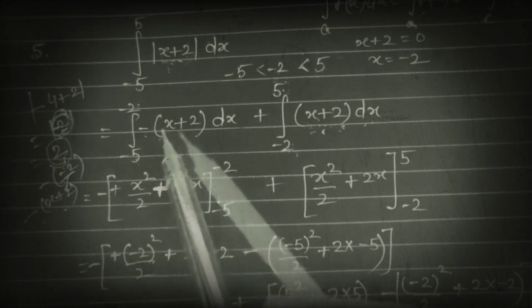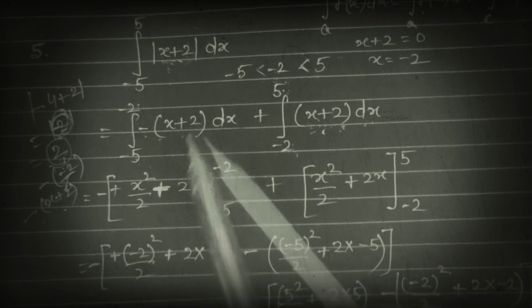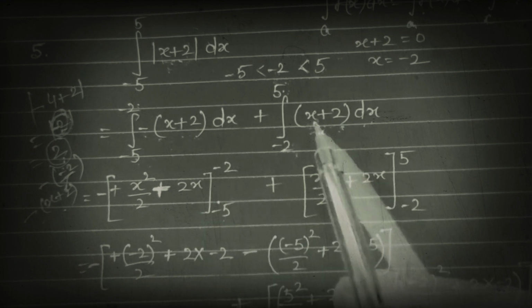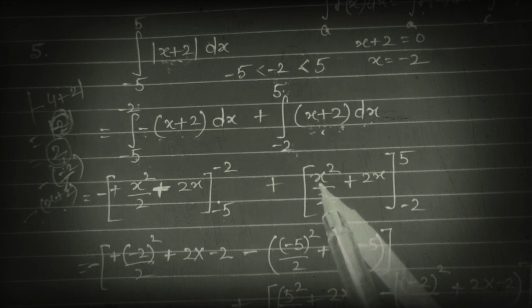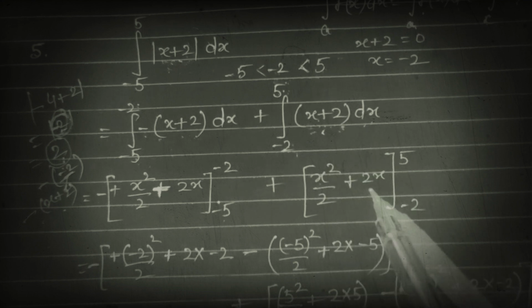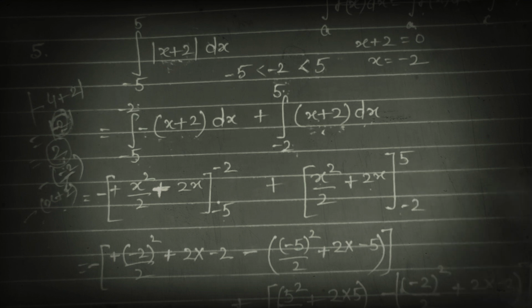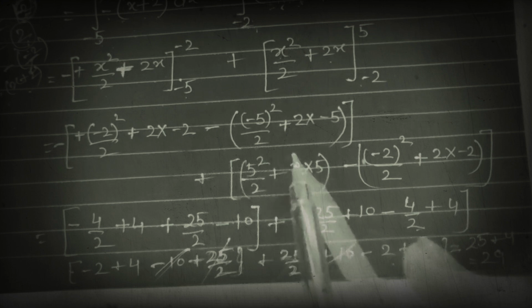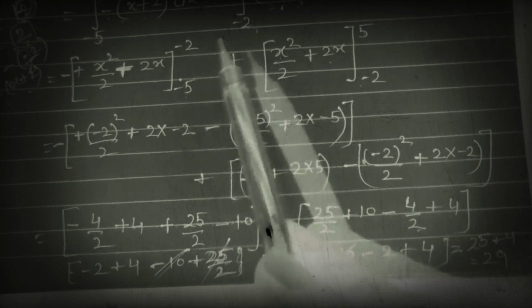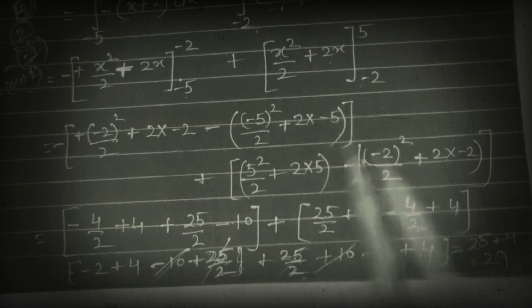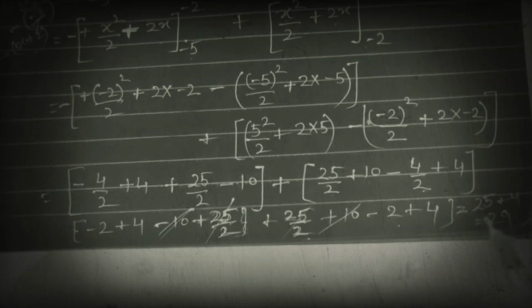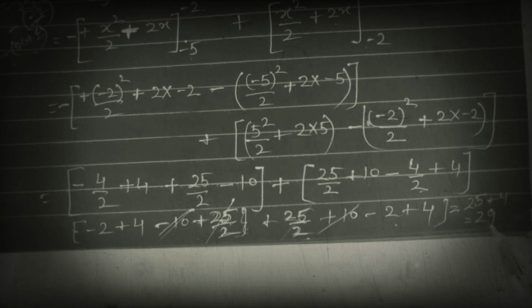Then we will solve this by using integration. Minus we will take outside. The integration of x is x square by 2, and the integration of 2 is 2x, with limits minus 5 to minus 2. Here also the integration of x is x square by 2 and of 2 is 2x, with limits minus 2 to 5. Then we will put the limits: firstly upper limit, then minus lower limit. Here also upper limit minus lower limit. After solving this we will get the answer 29.